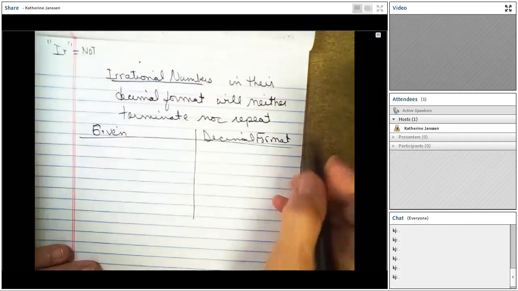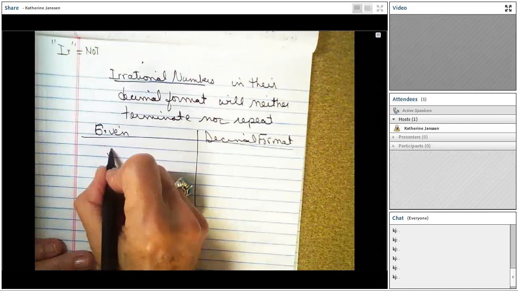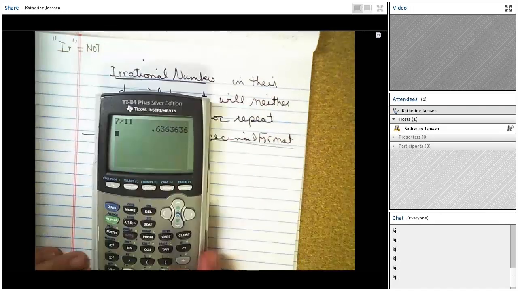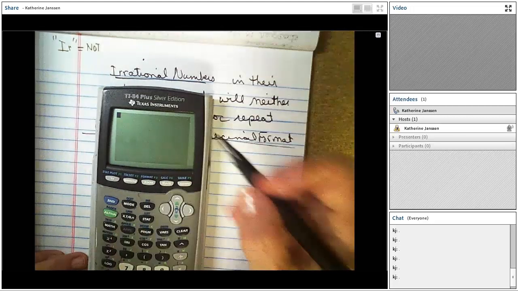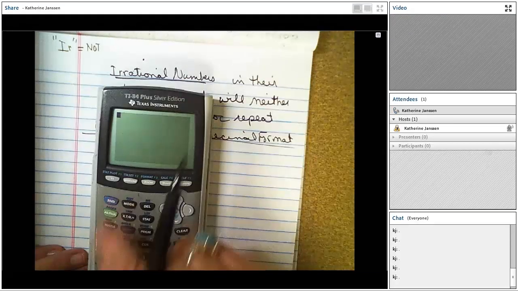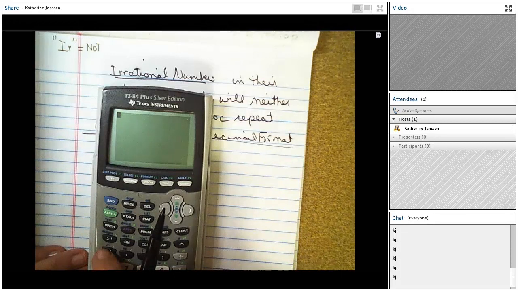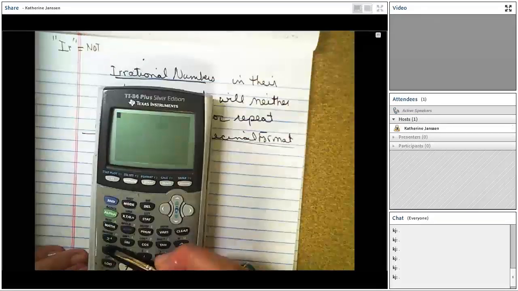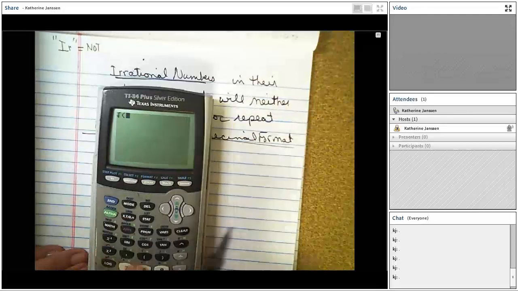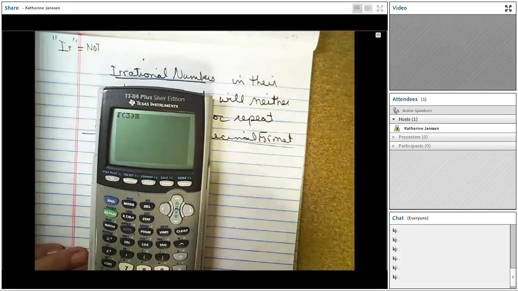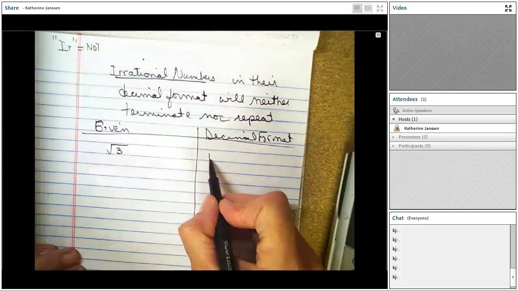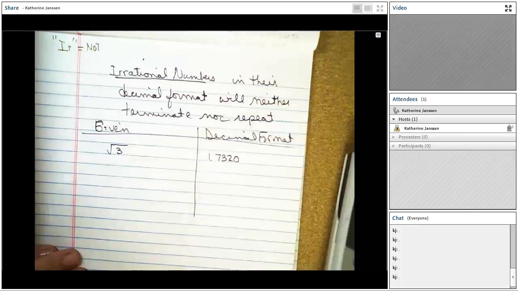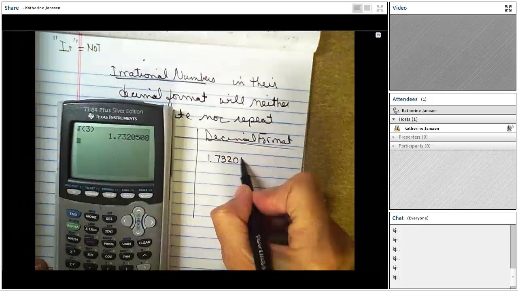So if we're given the square root of 3 on your calculator, you'll need to determine how to solve for the square root. I'm on a TI-84, and I'm going to call for the second. It's a blue symbol, and it looks like a square root symbol. The second square root of 3, and I'm going to close with a parenthesis and then enter, is 1.7320, and it continues here, 508.